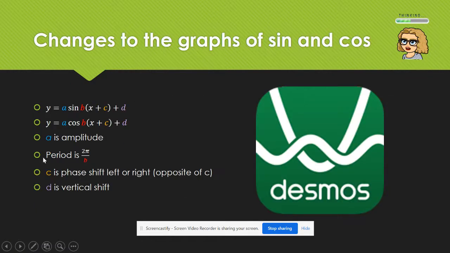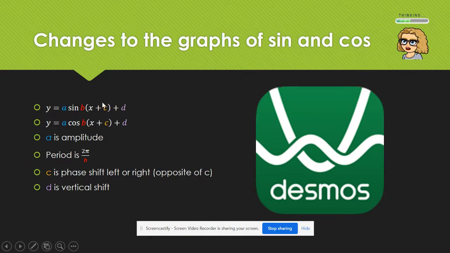But we can change them around, just like we can change any function. We have this letter out front. If we're multiplying sine or cosine, we call that the amplitude. If there's a number in front of the x, a number multiplying the x, we call that the b. That affects the period of the graph, how long it takes it to make a full cycle. So the period of your function is always going to be 2 pi divided by whatever that b value is.